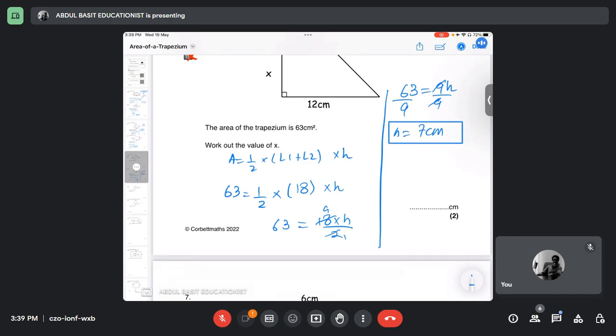Yes sir. And remember that there is no formula for the perimeter. In the perimeter, we have the sum of all sides.